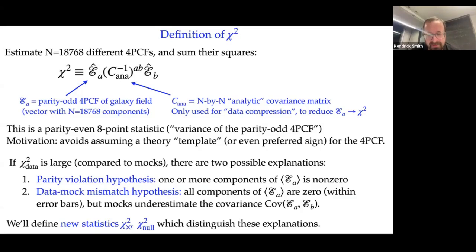You can have parity violation, meaning that one or more components of E is non-zero on average in our universe. But then the other explanation is that the mocks just underestimate the covariance of E compared to the data, leading to an excess chi-squared. The main methodological result of our paper is new statistics, chi-squared cross and chi-squared null, which distinguish these two hypotheses.